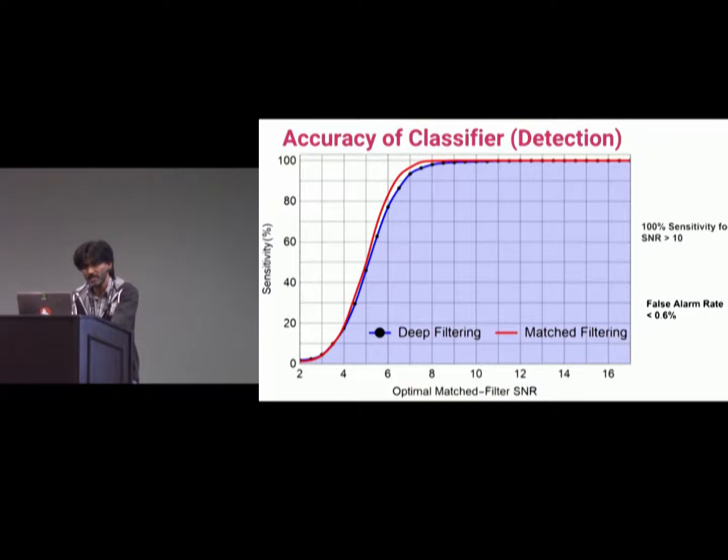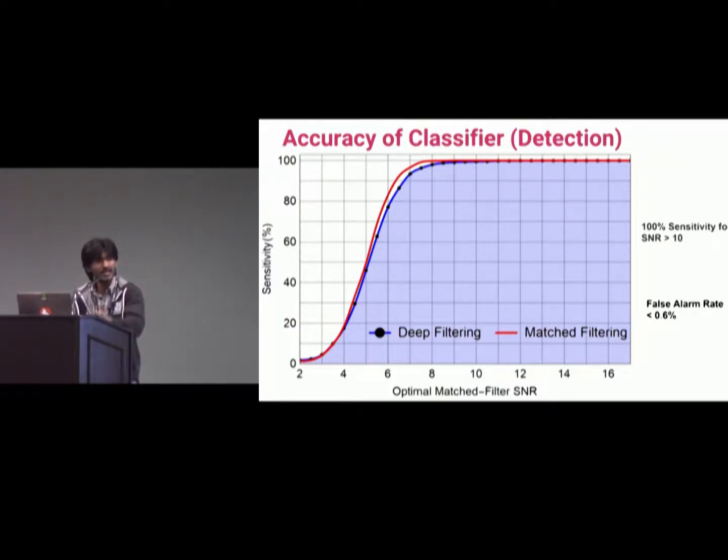Now we compare the accuracy of detecting signals on the same type of events that it was trained on. And we can see that it achieves nearly the same accuracy as the matched filtering method. And this has a false alarm rate of less than 0.6%. The advantage is that once the network detects a signal, you can then verify it using matched filtering. So you're not losing any statistical information. You just reduce the number of templates that you need to search for.